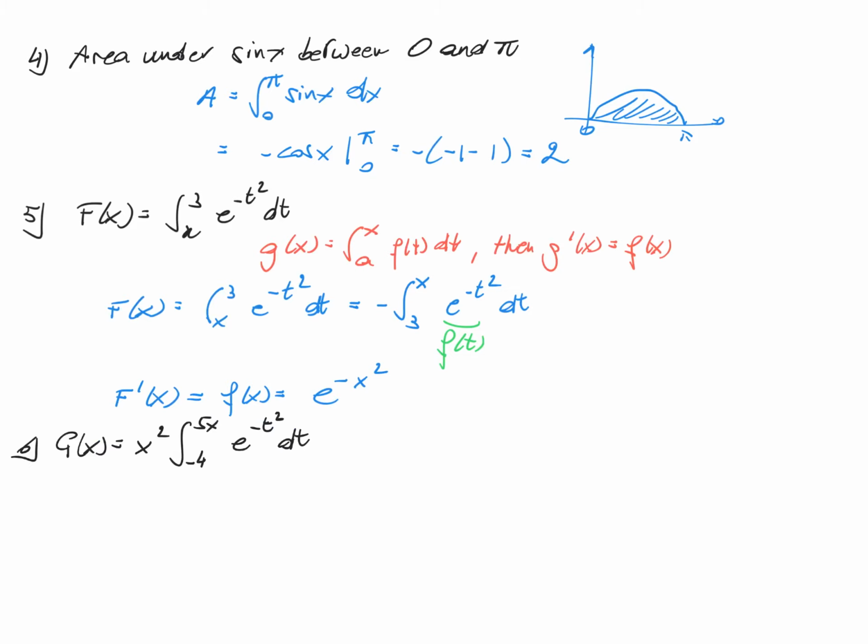For the sixth one, we have a combination. So we have x squared times an integral. And so what we do is apply the chain rule for the derivative. So the chain rule tells me that I have to take the derivative of the first part times the second part, plus the first part times the derivative of the second part. So I get here 2x times my integral plus x squared times the derivative of my integral.